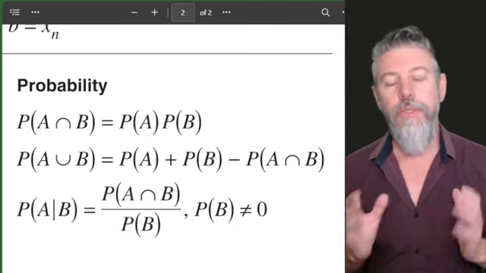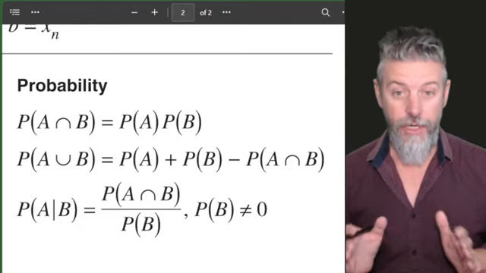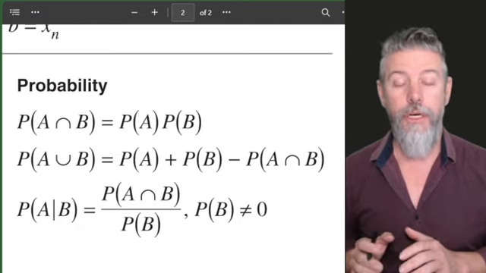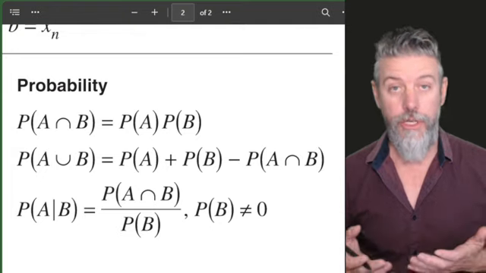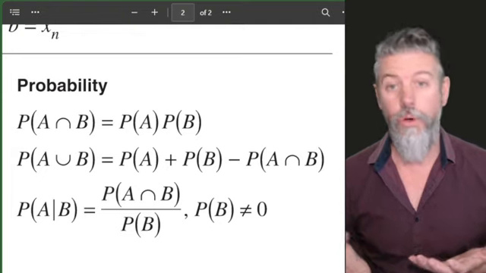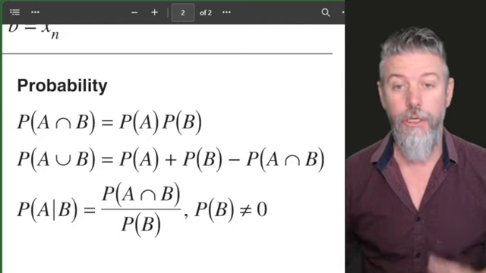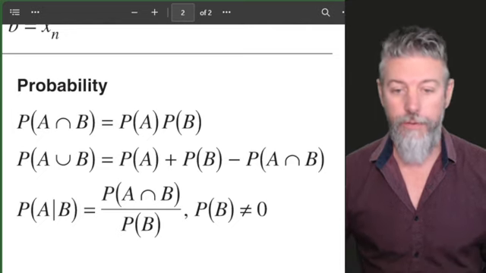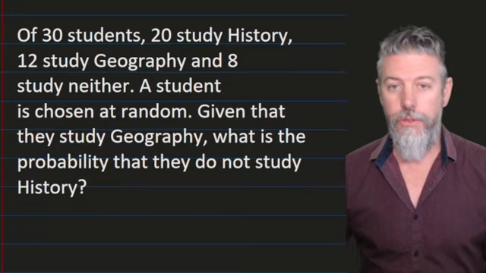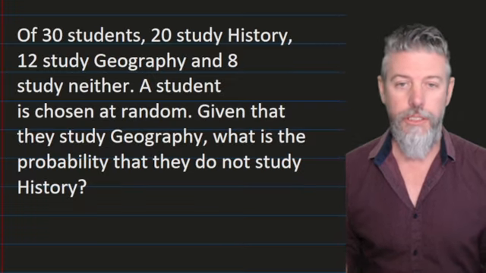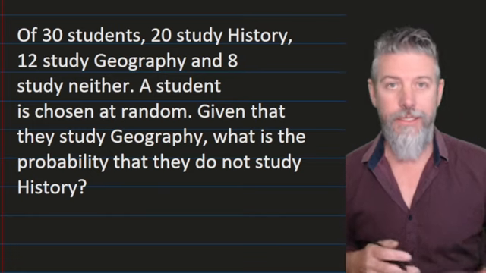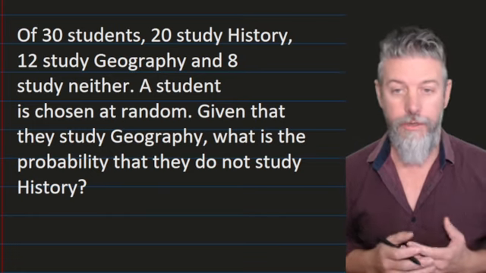Okay, so if we were to go and apply this straight formula to the question that I have here, I'm going to demonstrate why essentially it doesn't work, or we just don't have enough information to solve it. So let's go and do that first of all. So of 30 students, 20 study history, 12 study geography, and 8 study neither. A student is chosen at random.